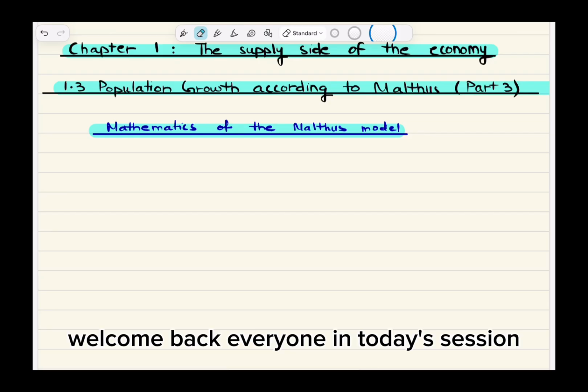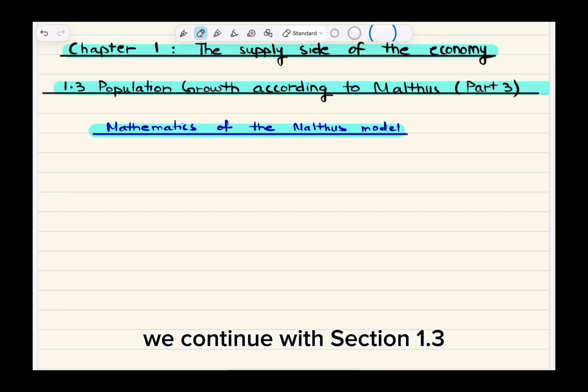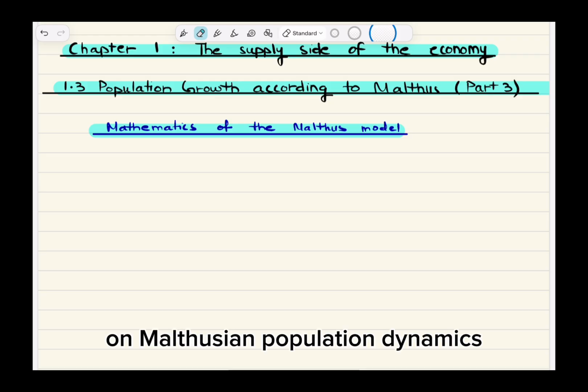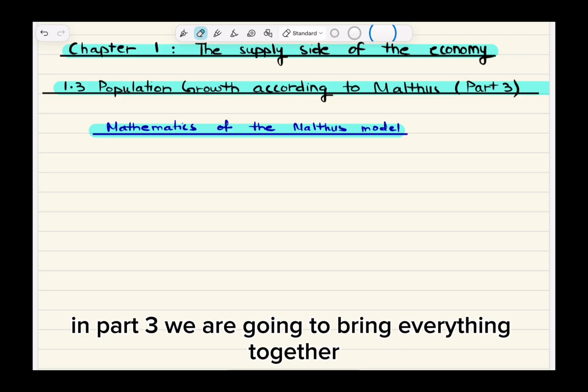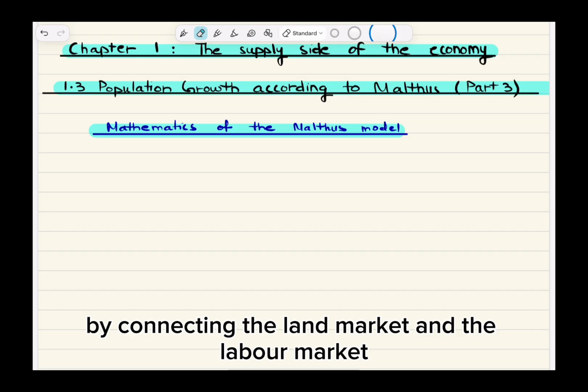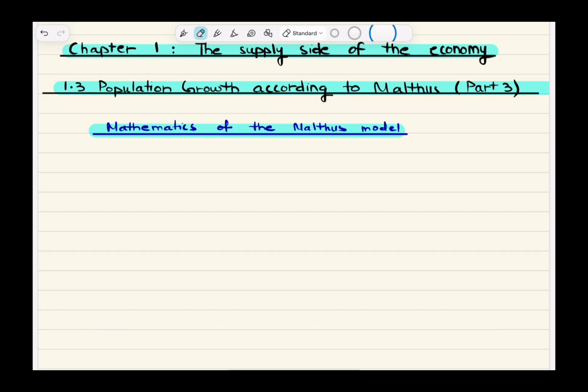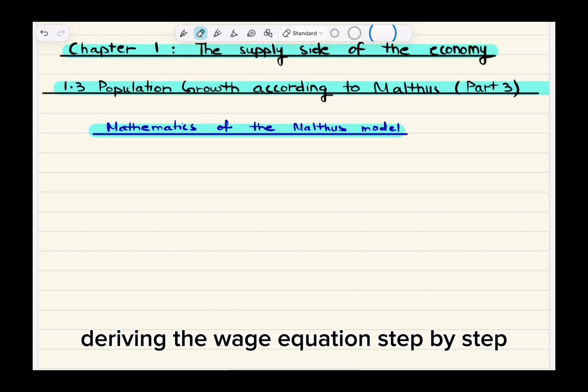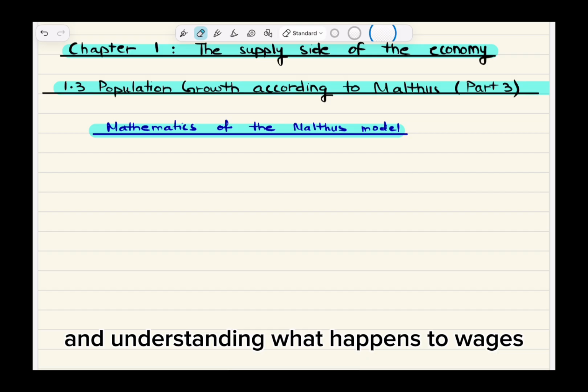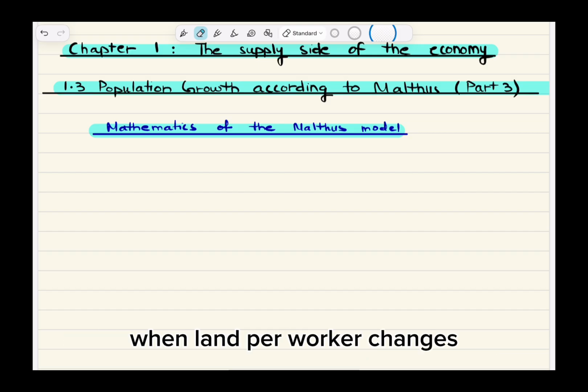Welcome back, everyone. In today's session, we continue with section 1.3 on Malthusian population dynamics. In part 3, we're going to bring everything together by connecting the land market and the labor market, deriving the wage equation step by step, and understanding what happens to wages when land per worker changes.